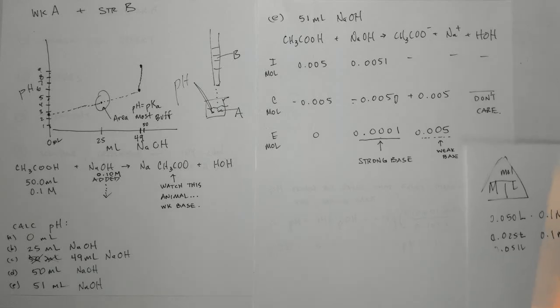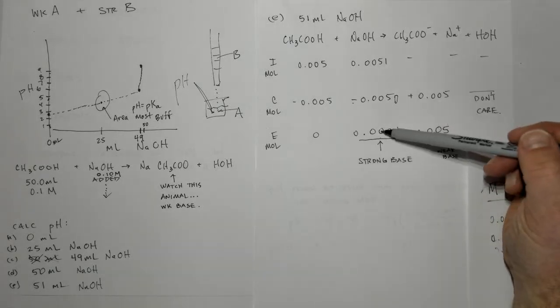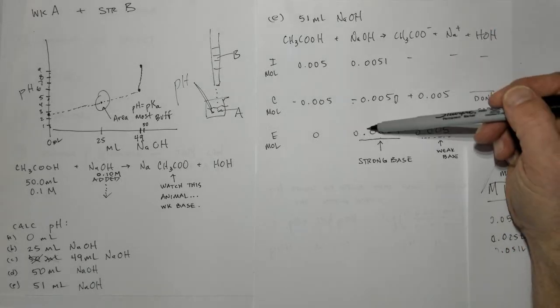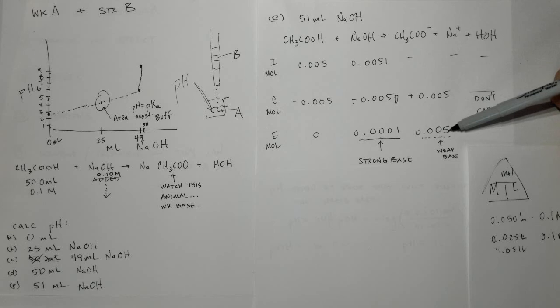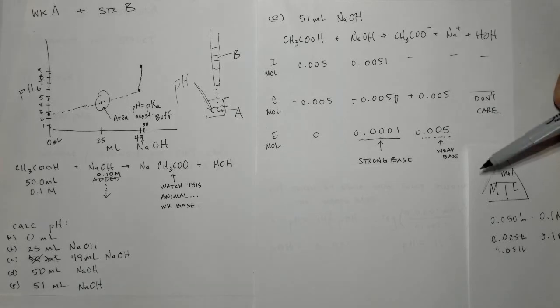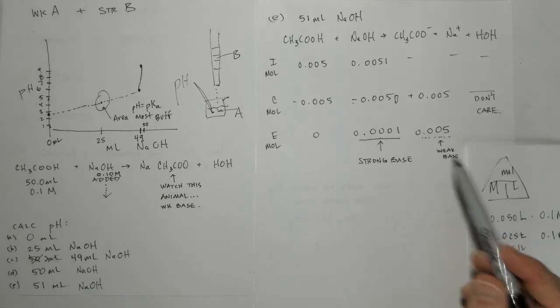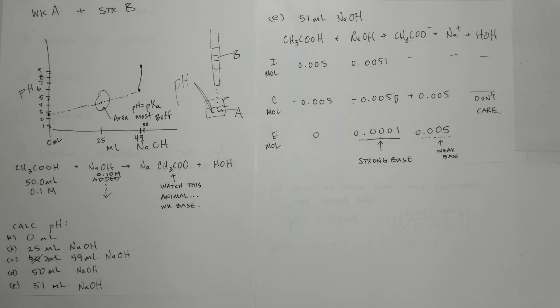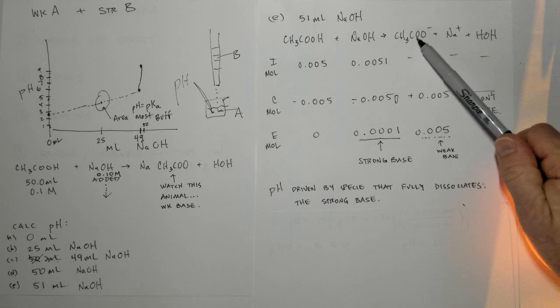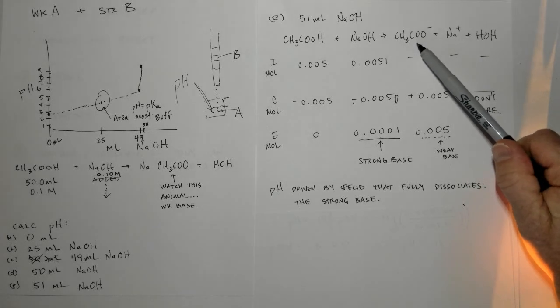Then I end up here with 0.0001 of this NaOH, and I end up with 0.005 of this conjugate base over here. And I highlighted for you that this is a strong base, this is a weak base. And so probably common sense to know what's going to drive the pH at this point. A weak base or a strong base? Hopefully you said the strong base. pH is driven by the species that fully dissociates, and NaOH will be the one that fully dissociates. This one we'd have to do another ice table for, and it's only going to give us a little bit of OH minus, because remember, it's only a weak base.